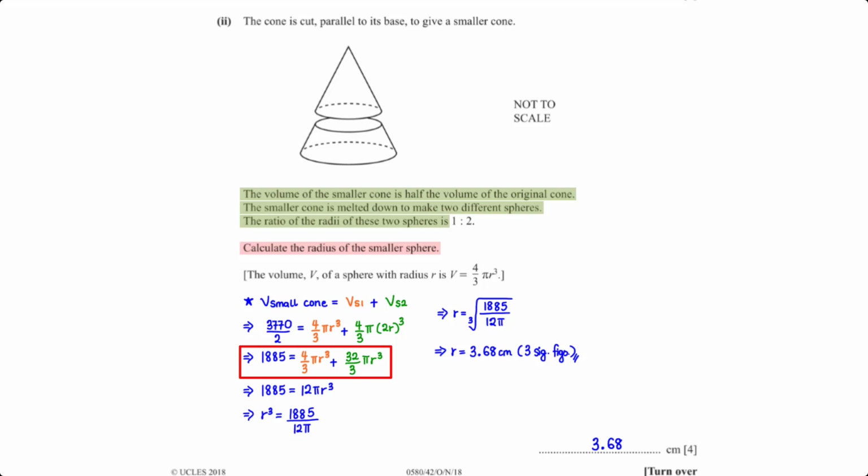4 over 3 pi r cubed plus 32 over 3 pi r cubed gives us 12 pi r cubed. When we divide both sides by 12 pi, this is what we have. And when we take the cube root of both sides, this is what we get. When we type this into the calculator, we get 3.68 centimeters rounded to 3 significant figures.